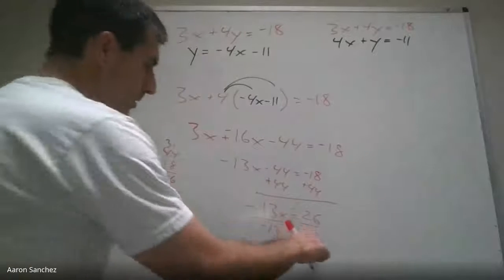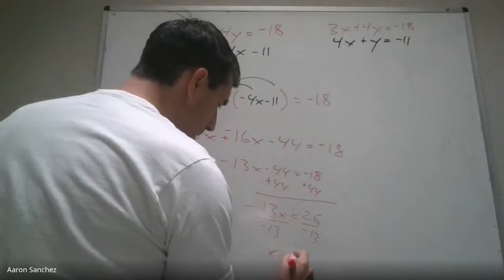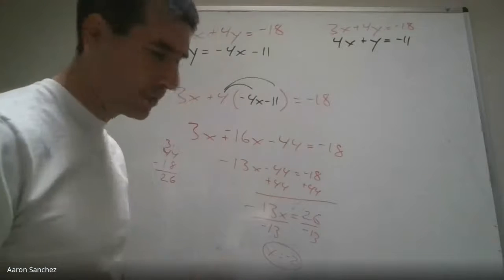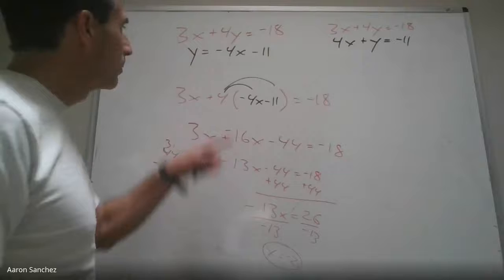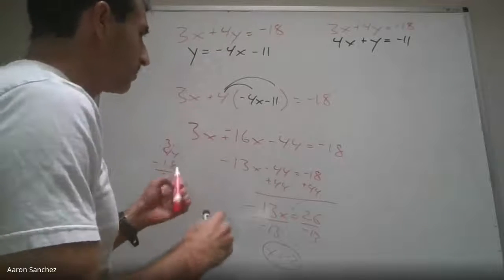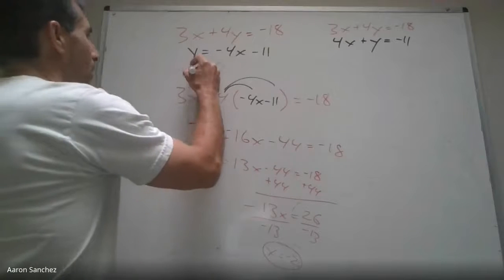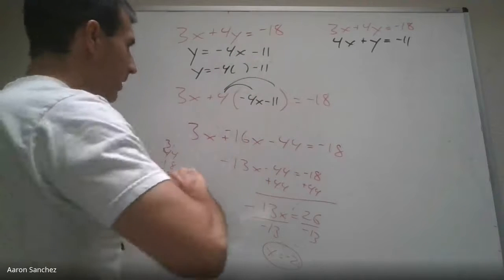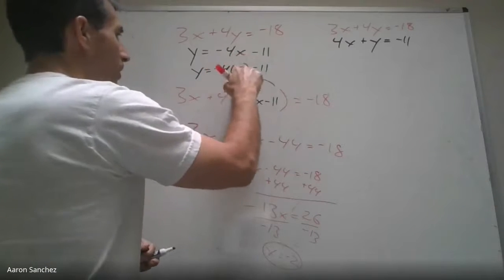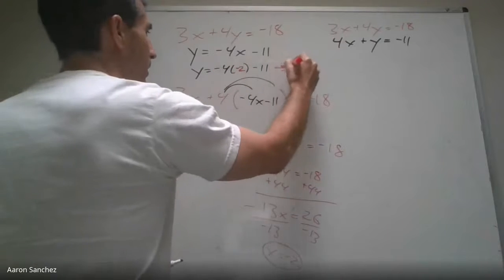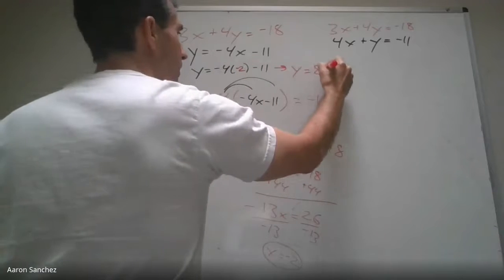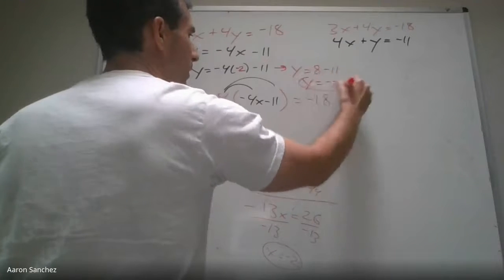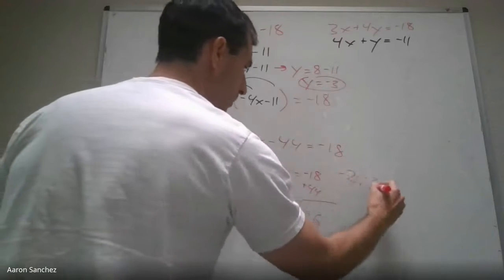All right. Anyway, 26 divided by -13 is x equals negative. Thanks for letting me know about the chat. I think that was you, Abigail? Thank you very much. X is -2. Plug the -2 back into the equation. y equals -4 times x minus 11. Plug in our -2. -4 times -2 is 8. y equals 8 minus 11. 8 minus 11 is -3. Was that my answer? -2, -3.